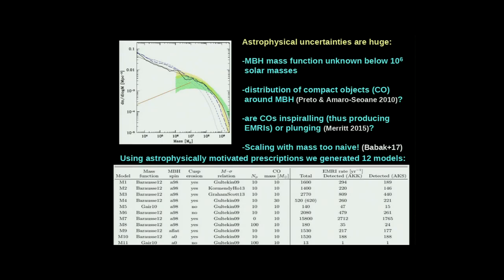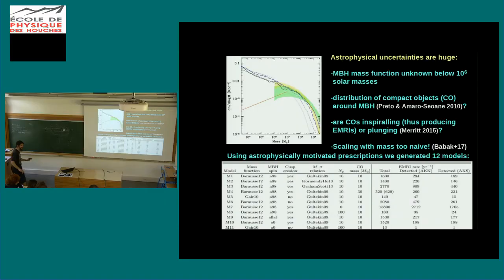Now, 5 minutes. Okay, I can make it. I'm almost done. There are huge astrophysical uncertainties. First of all, when we try to estimate what the EMRI rate is for LISA, you have to take into account that LISA is going to see systems in this mass range, 10 to the 6 to 10 to the 4 solar masses. The shaded area here is the estimate of the black hole mass function, and you see that it stops roughly at 10 to the 6.